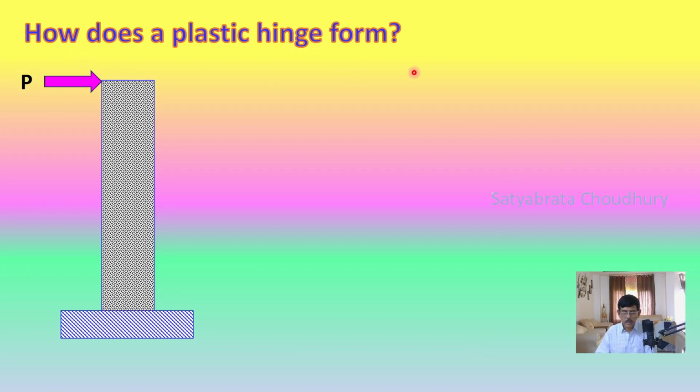Now, how does a plastic hinge form? Let us see. We have taken a cantilever system and applied a lateral force at the top of the cantilever. As a result, when the force is large, it produces a crack at the base. Because bending moment is larger at the base, these cracks will propagate and increase in number and intensity, and finally a zone which will be fully under plastic condition. That is, it has become fully non-elastic.